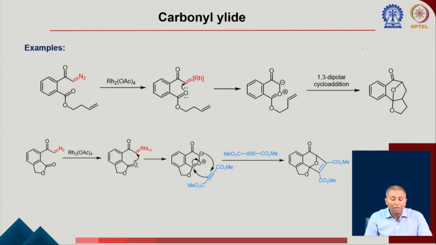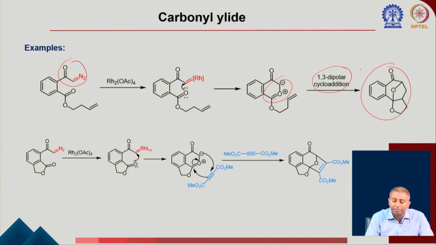Now I am going to show you some examples of it. You can see these alpha keto diazo compounds in the presence of rhodium tetraacetate can form the corresponding metal based carbene, which can get attacked by this carbonyl oxygen lone pair, ending up generating this 1,3 dipole, which can participate in a 1,3 dipolar cycloaddition in an intramolecular fashion. So you can see these two fragments can come closer to form the corresponding product here.